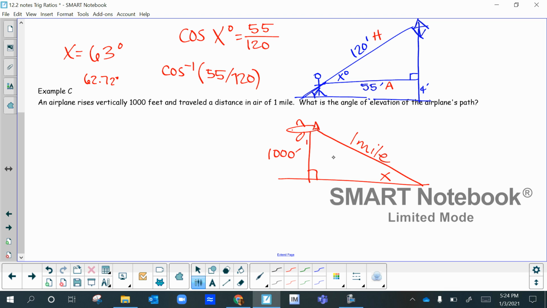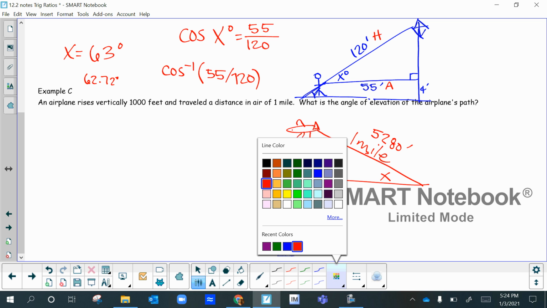Notice I have two different units here, mile and feet. So it says, what's the angle of elevation? We have to change these to the same units. So you can Google how many feet are in a mile, but I believe it's 5,280 feet. So I'm going to just use feet, okay? And then I'm going to solve for that.